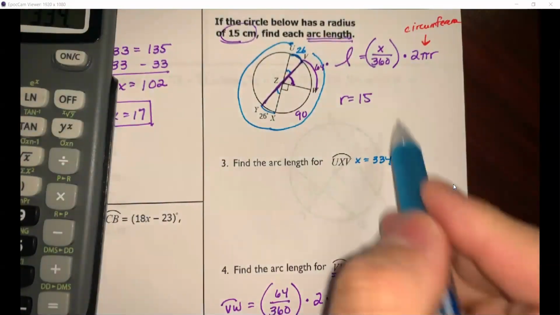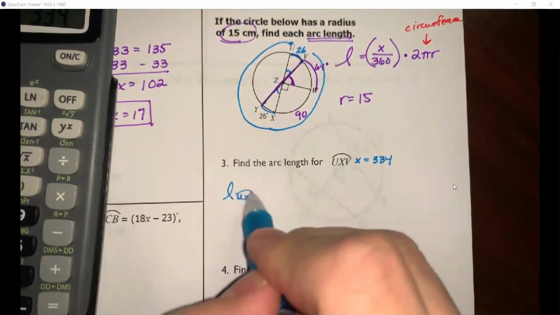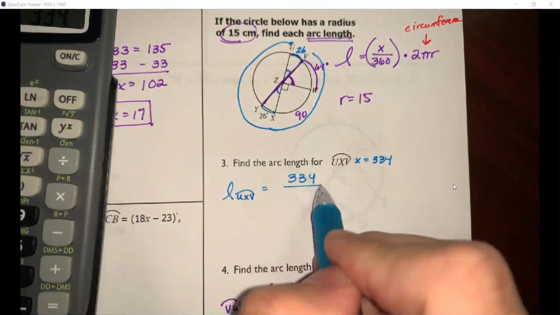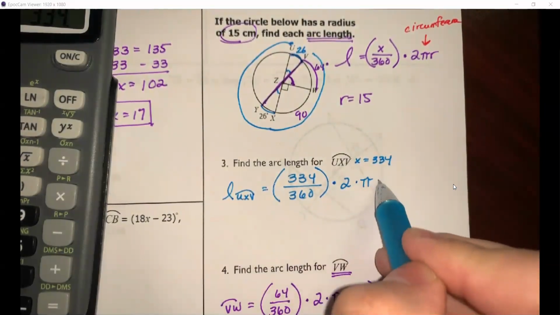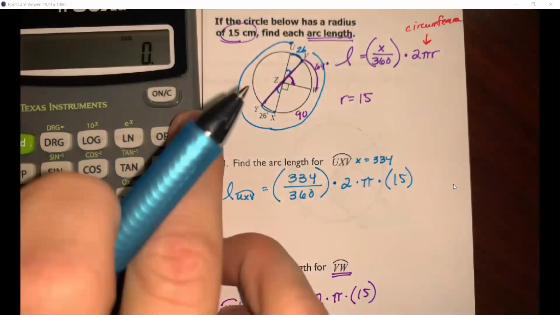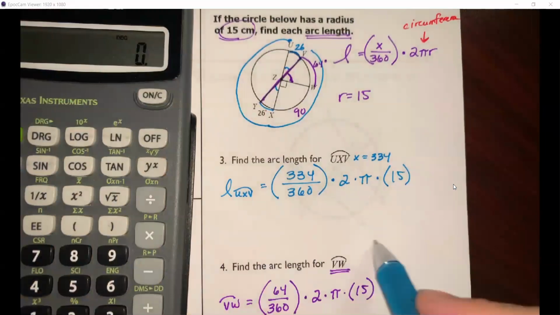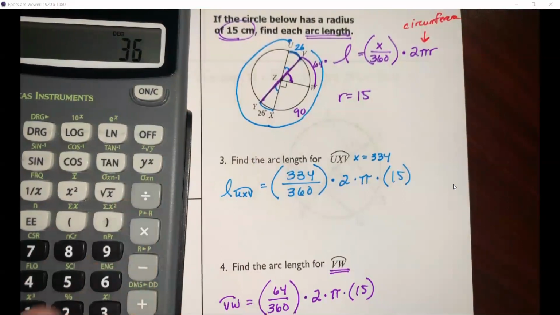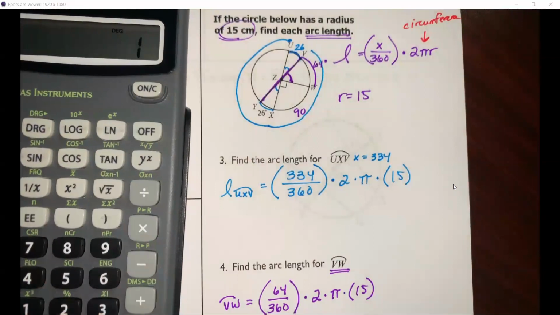So now when I plug that into my formula for arc length, the arc length of UXV is equal to our arc measure, 334 divided by 360, all of this times 2 times pi times our radius of 15. I'm just going to give you the decimal version. If you want to write this out in fraction form, I'll provide that answer here on the side. So I'll do 334 divided by 360 times 2 times 3.14 times 15.